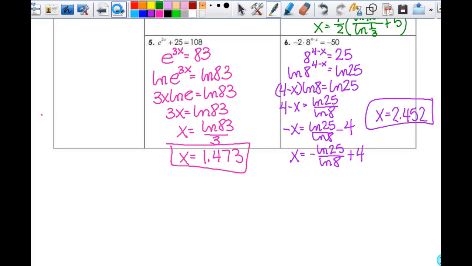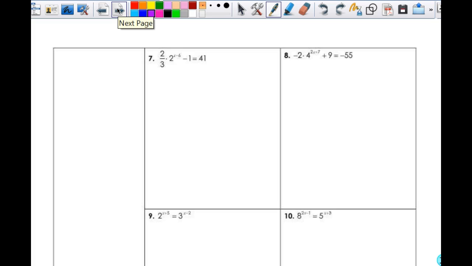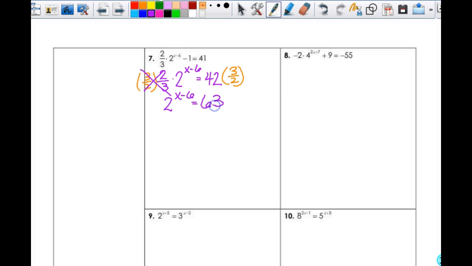See, we're not doing all of them, but we are going to do number 7. So, number 7, my exponential is not isolated. What do I need to do first? At first, I got to add 1. So I got 2/3 times 2 to the x minus 6 power equals 42. Now I got to get rid of the 2/3. How do I do that? Multiply by the reciprocal. So multiply both sides by 3/2. These cancel out. That's the whole reason I did it. So I get 2 to the x minus 6 equals, well, half of 42 is 21 times 3 is 63.